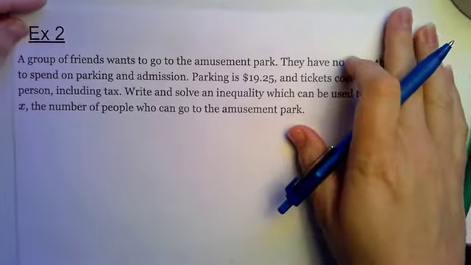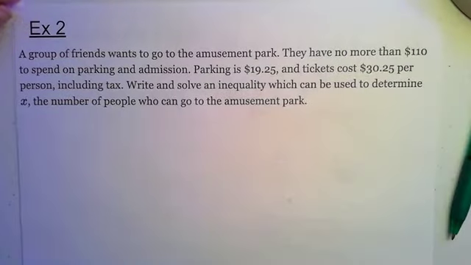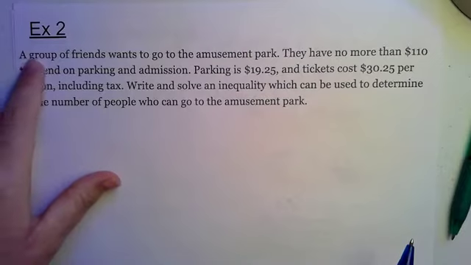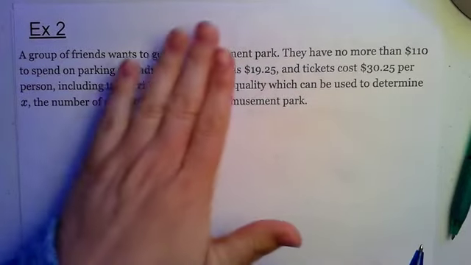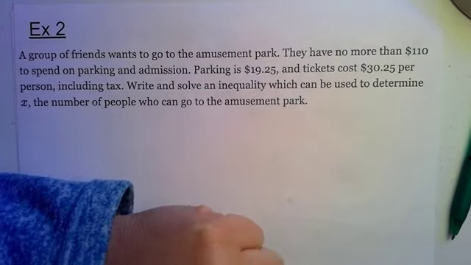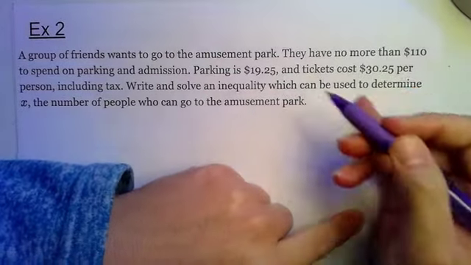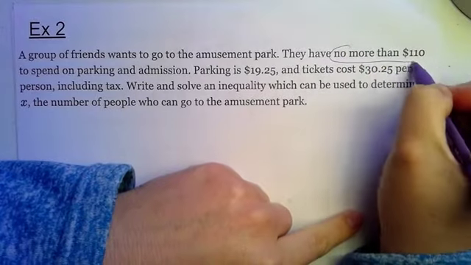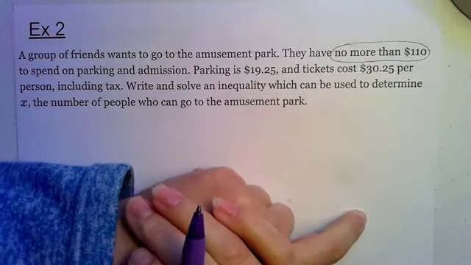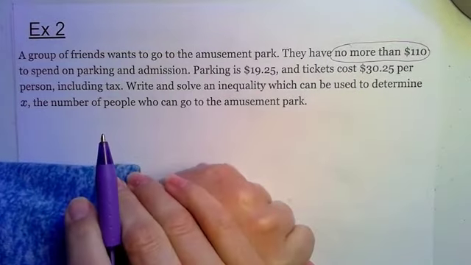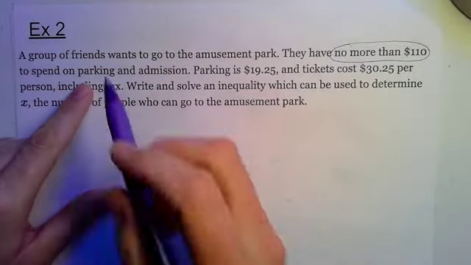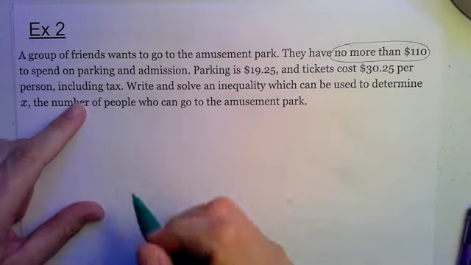All right, that was the easy stuff. Here we go. Word problems. Example 2. Again, if you want to pause the video and copy down, you don't have to copy down everything. Like the first sentence, we have a group of friends that want to go to the amusement park. Don't really need anything in there, not any information. So let's see what we do have. First of all, they have no more than $110 to spend. Write that down. That's important. No more than $110 to spend on parking and admission.